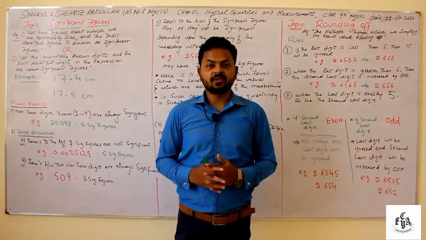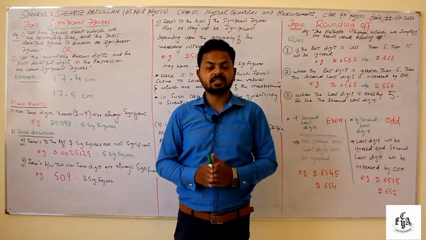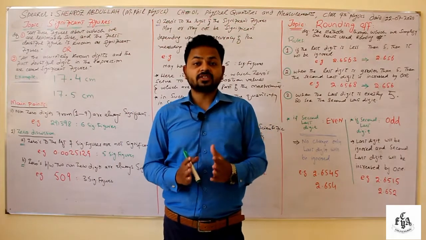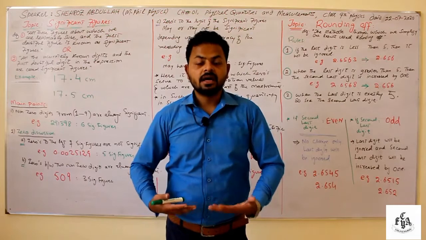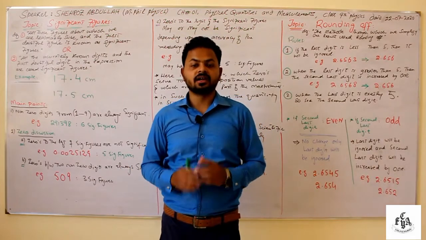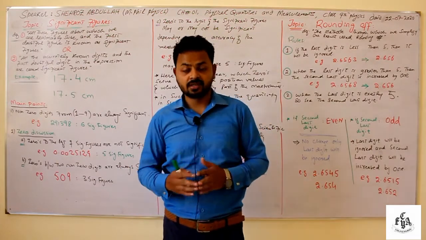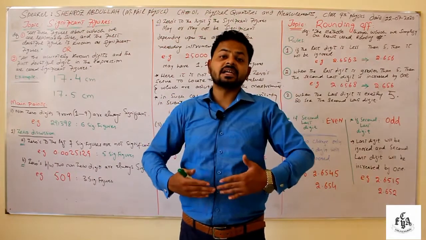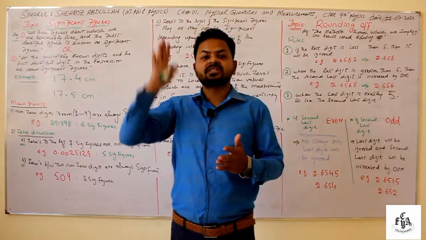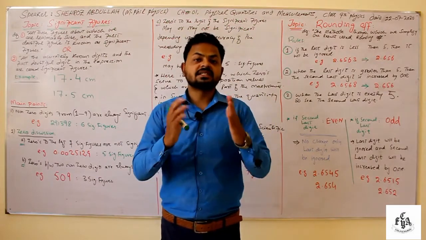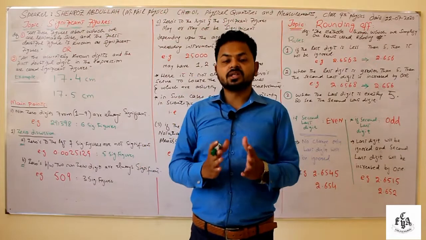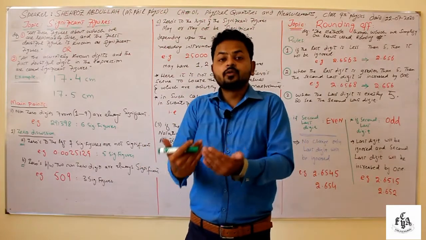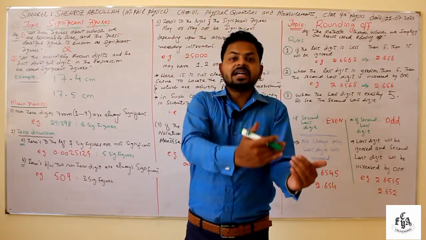Significant figures are all those figures about which we are reasonably sure, and the first doubtful figure. We can also define it like this: all those accurately known figures and the first doubtful figure are known as what? Significant figures. First of all, we need to understand what a doubtful figure is and what an accurately known figure is.